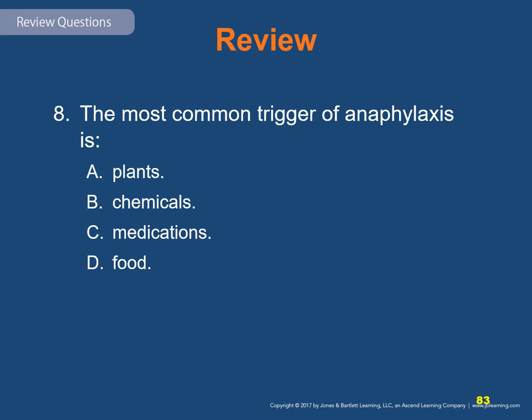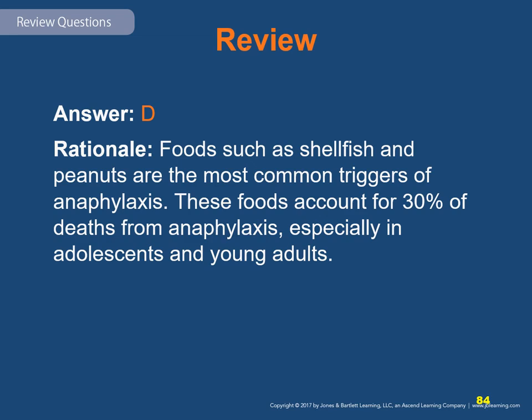Number 8, the most common trigger of anaphylaxis is plants, chemicals, medications, or food. The answer is D. Foods such as shellfish and peanuts are the most common triggers of anaphylaxis. These foods account for 30% of deaths from anaphylaxis, especially in adolescents and young adults.